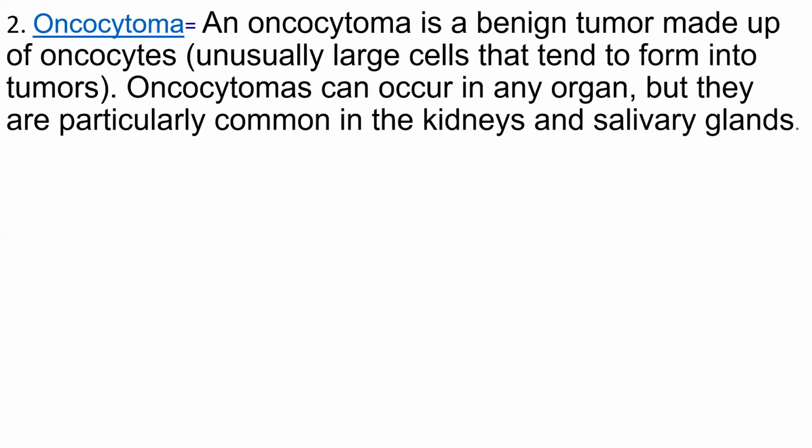Means what is this oncocyte? It is an unusually large cell that tends to form into a tumor. So those are known as oncocytes. So oncocytoma is also a type of oncocyte, that is, unusually large cells that tend to form into a tumor. Oncocytoma can occur in any organ, but it mainly occurs in the kidney. Apart from the kidney, it can also occur in any organ.